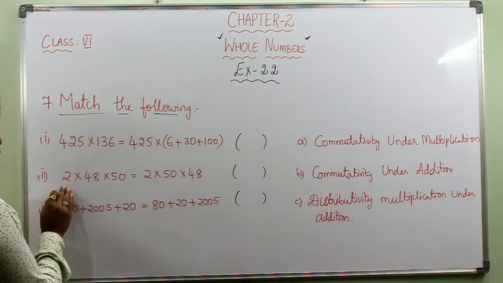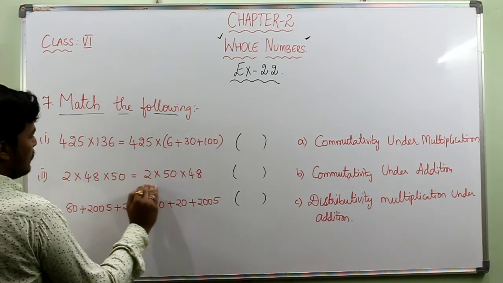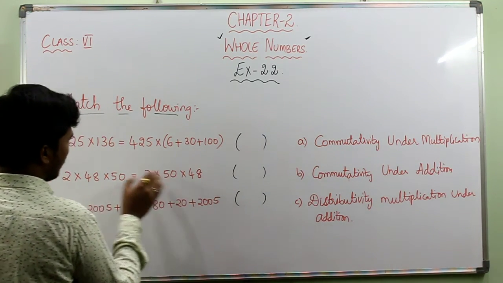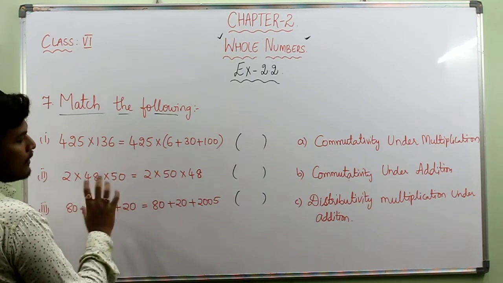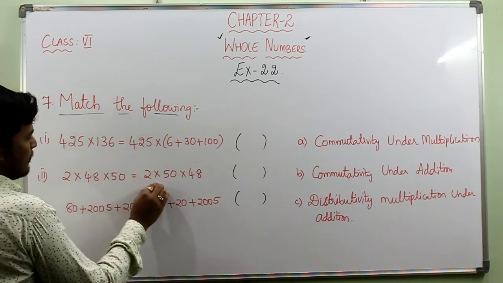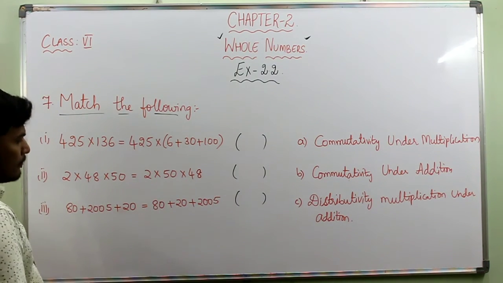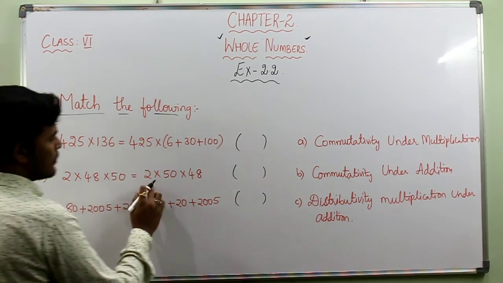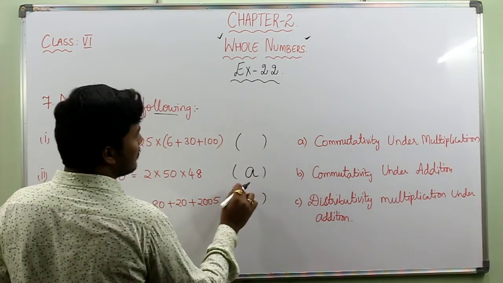Okay, the second one is 2 into 48 into 50 is equal to 2 into 50 into 48. Both are the same, but the only thing is the terms are interchanged, and multiplication is there in between. So it will become commutativity under multiplication. So I can clearly write it as A.